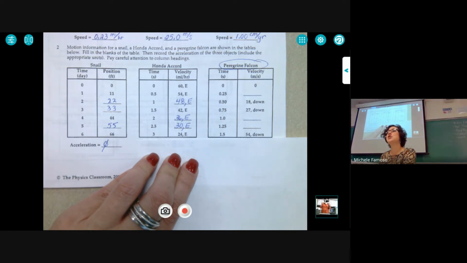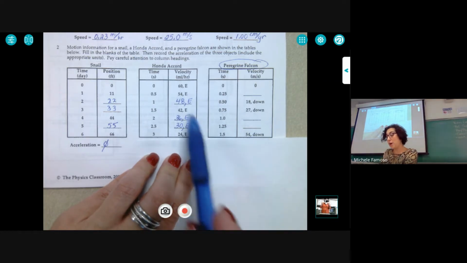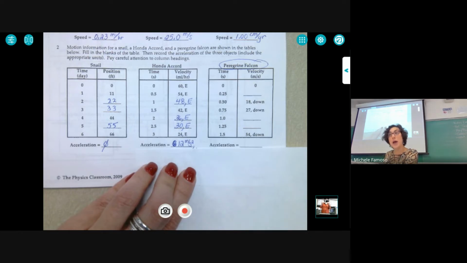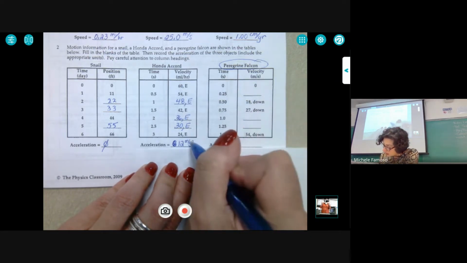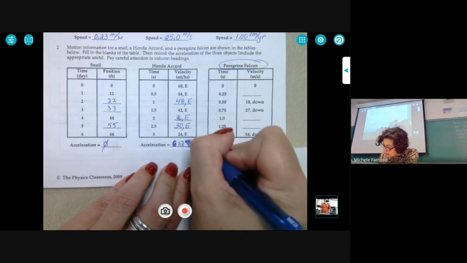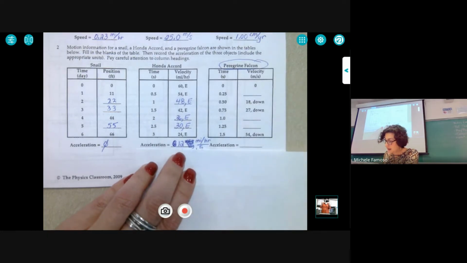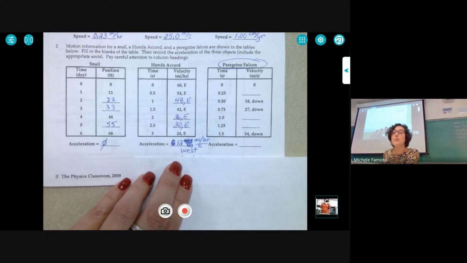Now, what is the direction of that? So what is this car doing? Speeding up or slowing down? So what's the direction of the acceleration? To the west, opposite of what you see here. So that acceleration is 12. Oh, and it's not meters per second squared. What are the units? Miles per hour per second. And the direction is west because it was slowing down. Everybody follow that? Okay, you have to do the Falcon for tomorrow. Thursday, our next class period.